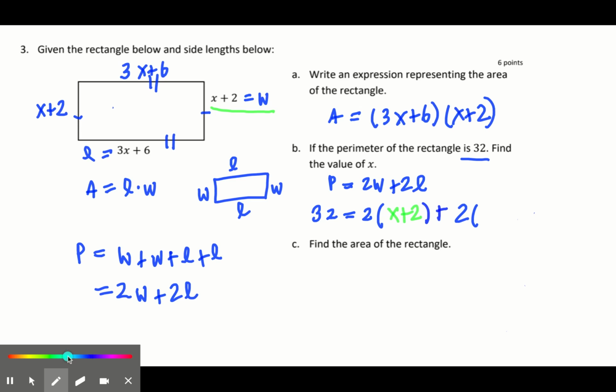Okay, there we go. So the length here is 3x plus 6. And then now you just simplify. So let me do that over here.